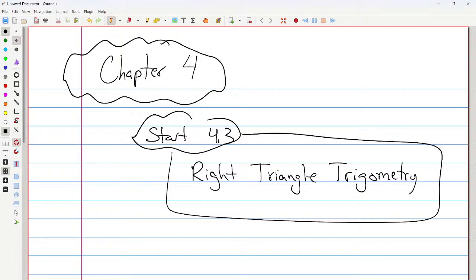...is a full course in trigonometry. We're not going to do a full course in trigonometry. How can we do that?